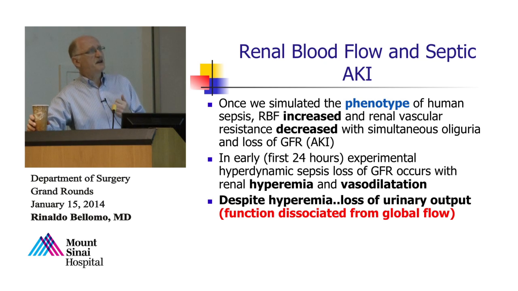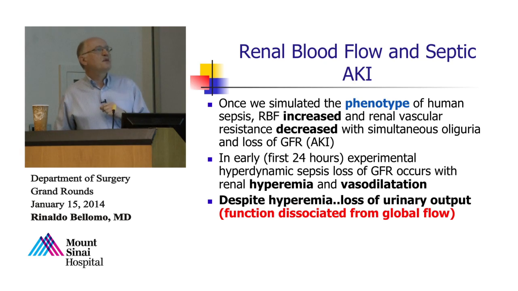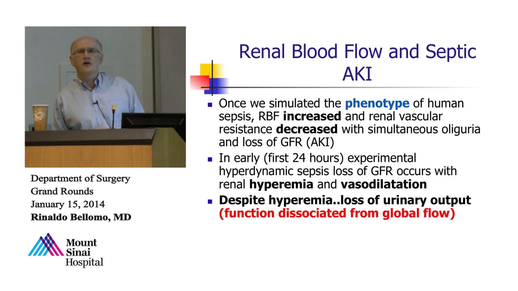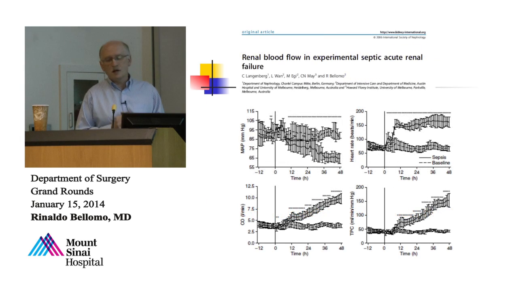So in the early period of experimental hyperdynamic sepsis, the loss of GFR is not induced by ischemia in the septic animal, but rather in a setting of hyperemia and vasodilatation. And this is very important because it shows that the function of the kidney is now dissociated from flow. I'm sure lots of intensive care clinicians are familiar with the concept of VQ mismatch. Well, you have an FQ mismatch. There is a loss of filtration while the flow is up.